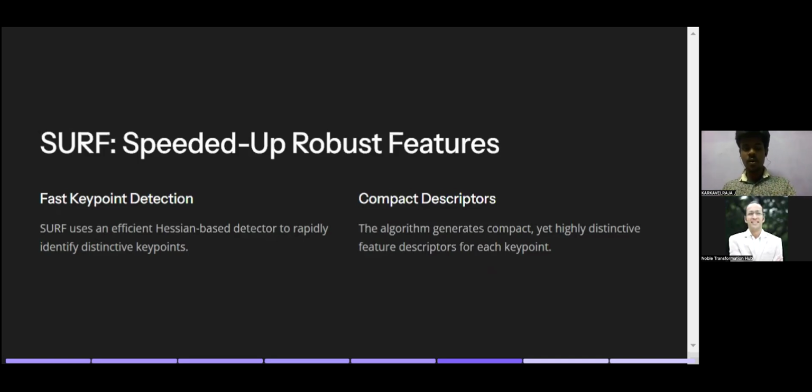Okay, that is how Speeded Up Robust Features works. Then compact descriptors: the algorithm generates compact yet highly distinctive feature descriptors for each key point. I will say this is a frame, it will go at a glance and get the features out of it, and using that only it's going to create the descriptor as well as the object recognition.